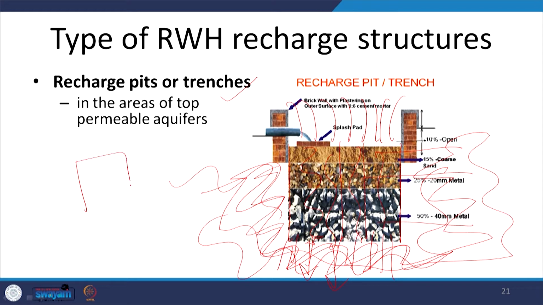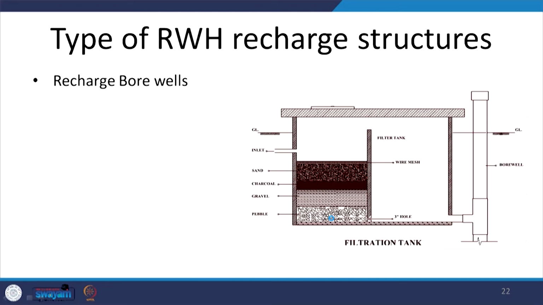So, we may just have a pit like this or we may have a trench which has a cross section like this. So, we may have both recharge pits or trenches. Another one is recharge bore wells after filtration. So, the one that we saw was a very simplified way of putting a bore well. However, we could also look at a tank form where after coming into the tank, the water gets filtered. So, we have a capacity to recharge the water at different times other than the peak rainfall times as well in this type of structure.